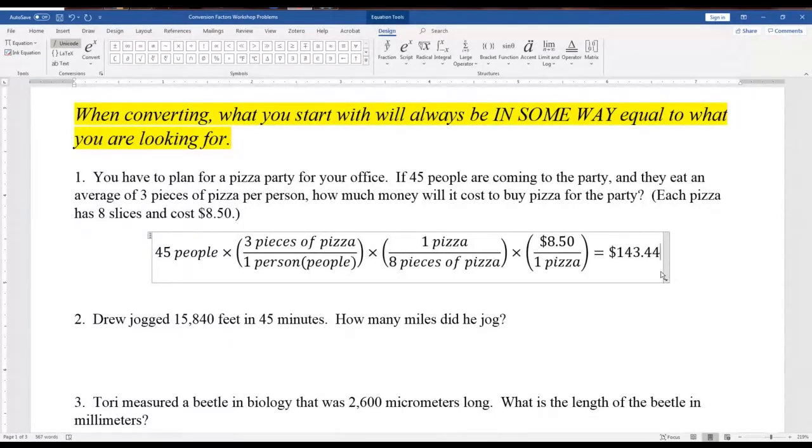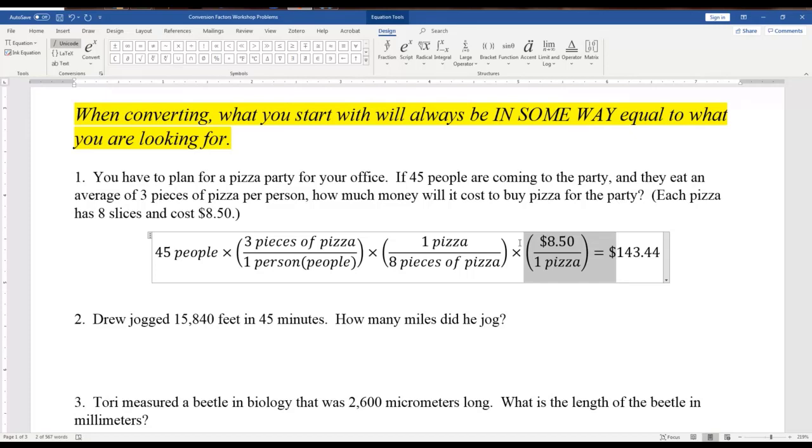44 cents. Now, of course, if we were being a little more realistic, we're not going to actually end up buying pizza by the slice. So we could stop short of this last one and just say 45 times 3 divided by 8 to get a rough count of the pizzas.